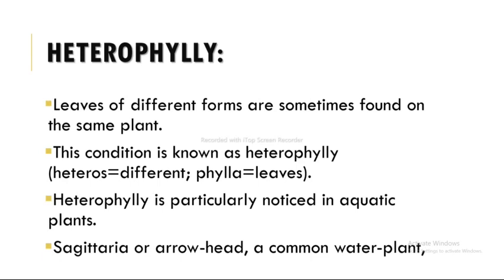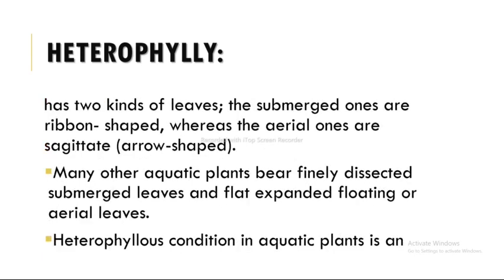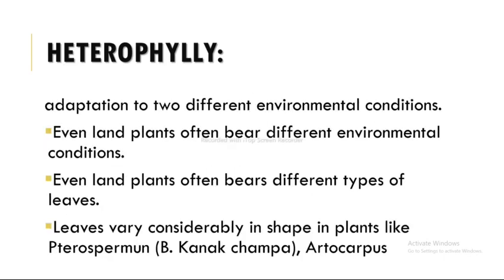For example, Sagittaria or arrowhead, a common water plant, has two kinds of leaves. First, the submerged ones, which are ribbon-like, whereas the aerial ones are sagittate or arrow-shaped. Many other aquatic plants bear finely dissected submerged leaves and flat, expanded, floating or aerial leaves. So the heterophyllous condition in aquatic plants is an adaptation to two different environmental conditions.